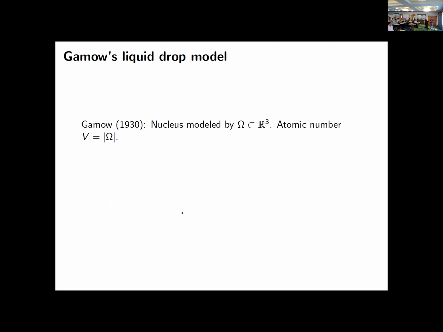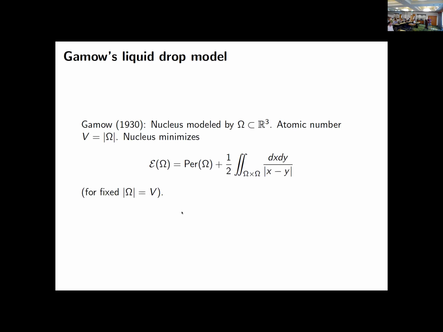And the atomic number you should think of is just the volume. Here there are no discrete neutrons and protons; instead it's just one uniform mass. Then Gamow proposes that the nucleus chooses to minimize the following energy, which is the perimeter of the shape plus this extra term: the integral over the set cross itself of 1 over the norm of x minus y.